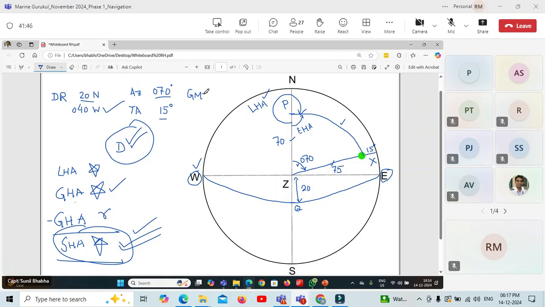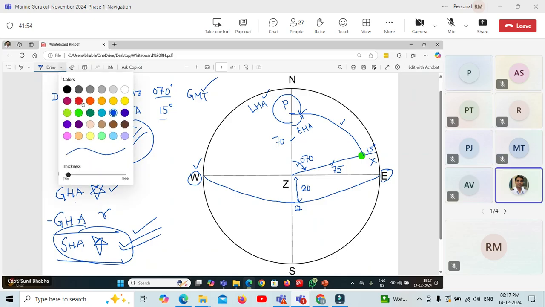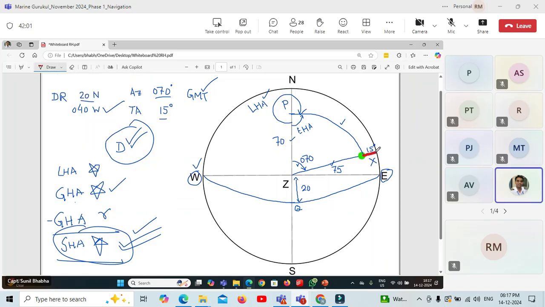Okay, sir. Just one more thing. From Z to X, how is this 75? Okay, beta. This line which I am highlighting in red is the true altitude. From the horizon to the center of the body, this is true altitude. Z to horizon is 90, so this is 90 minus true altitude, which is 75. Okay, understood.